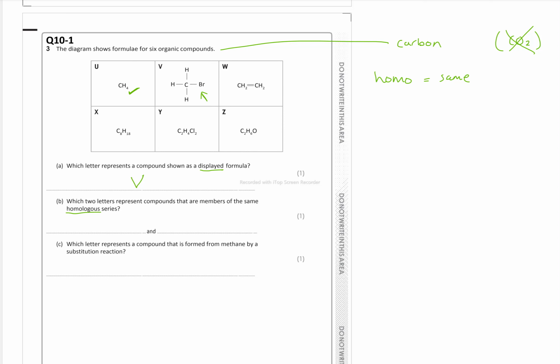You've got, that's an alkane as well. That is not an alkane. That is not, that's an alkene. So these are the only two. So it's U and X.